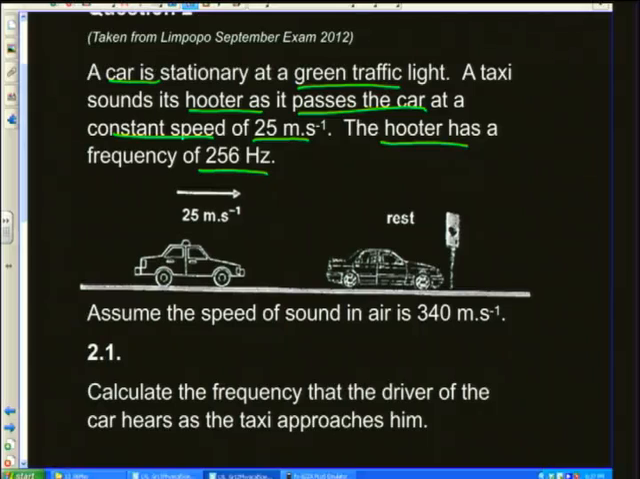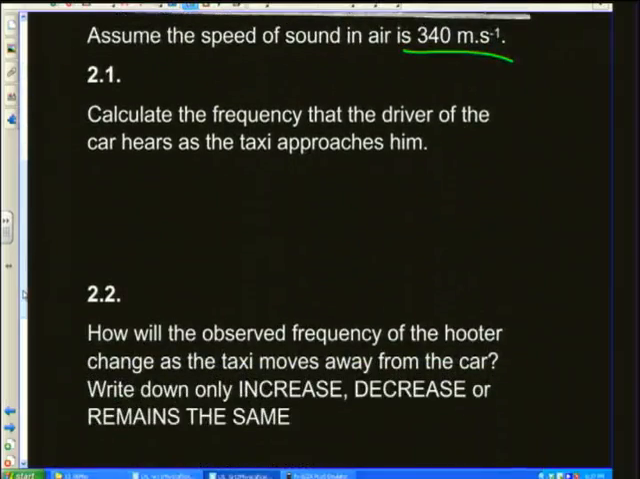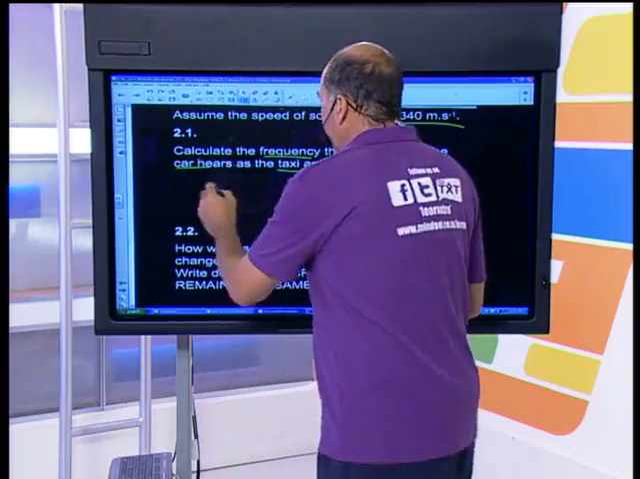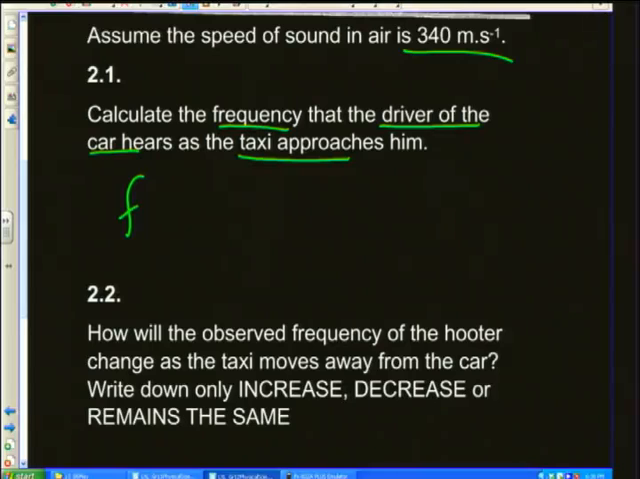Now, it's assuming the speed of sound is 340 meters per second. And simply what it says is calculate the frequency that the driver of the car hears as the taxi approaches him. Now, that is very important. The taxi is approaching him. What does that mean? We can expect the frequency to be higher. So, put down the equation.